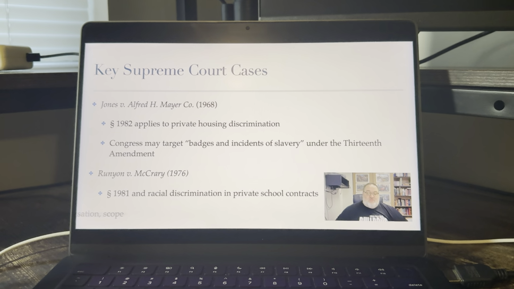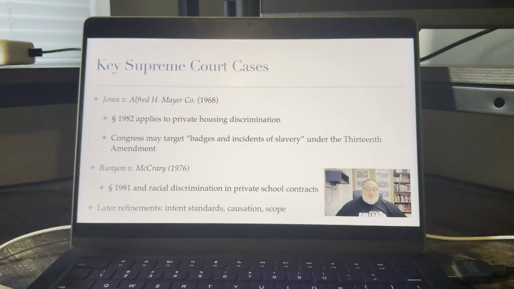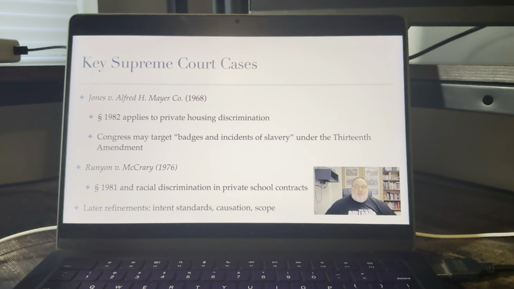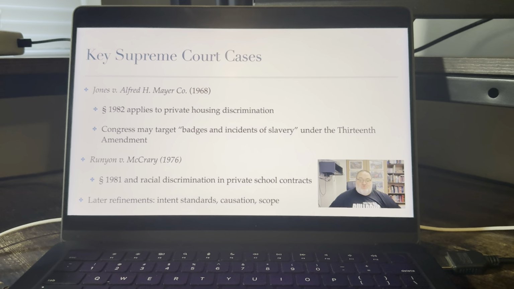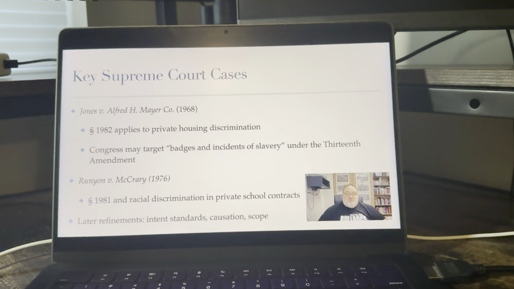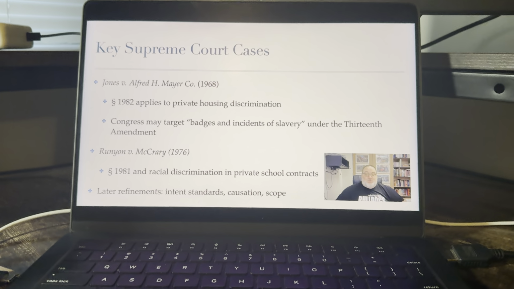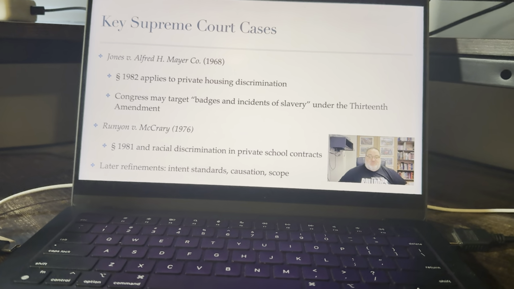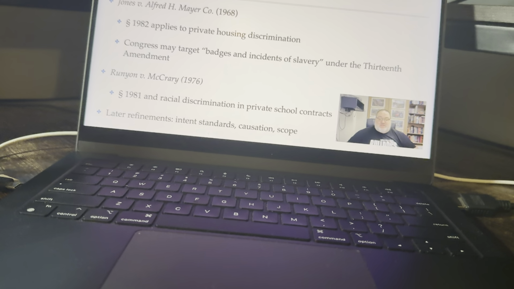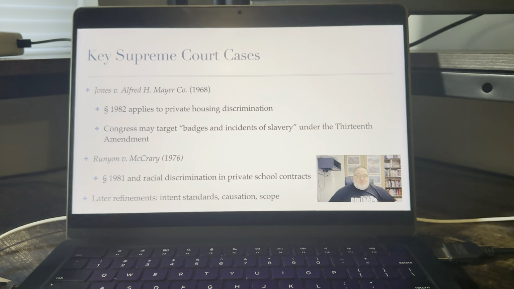Second, Runyon v. McCrary. Here, white-run private schools refused admission to Black children. The court holds that Section 1981 reaches private contractual discrimination in this context as well. Taken together, Jones and Runyon say that these Reconstruction-era statutes can be used to regulate private actors, not just state officials, when Congress is acting under the 13th Amendment's enforcement power.